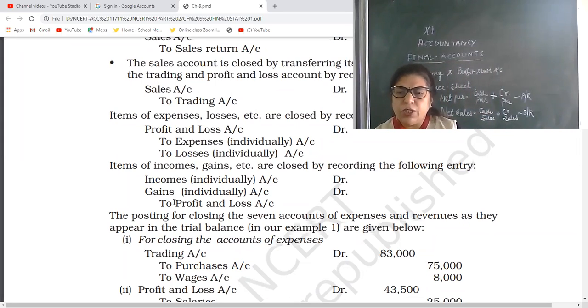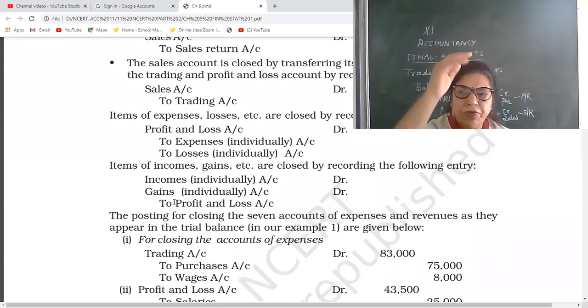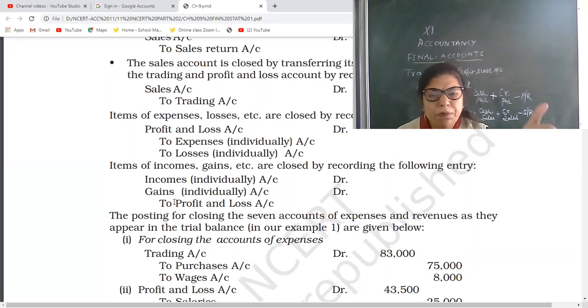Now children, see what I am going to tell you. Just be careful. Rent received from tenant, what will be the closing general entry? Rent received account debit to profit and loss account. Simple. Okay. Another question. Interest received from bank account. If passed through a closing entry, which account will be credited? Simple. Look here. Profit and loss account.